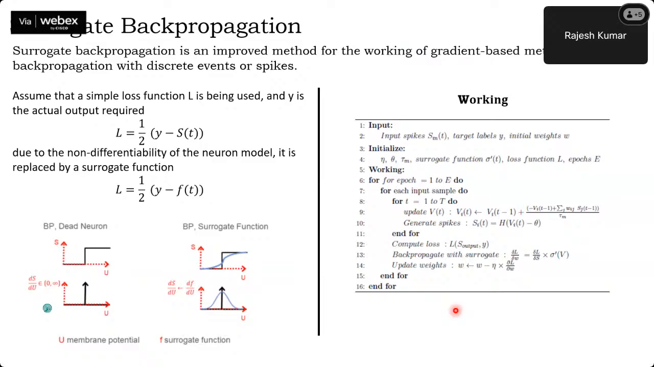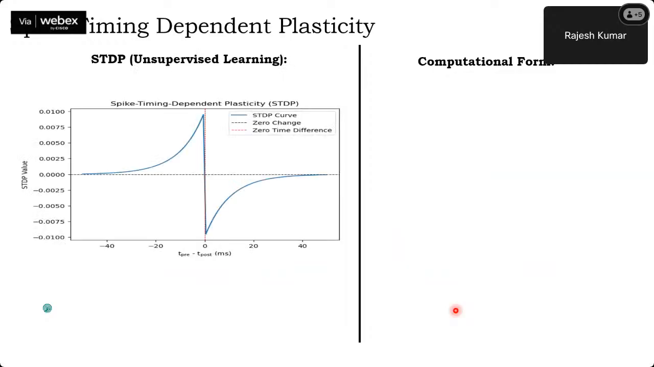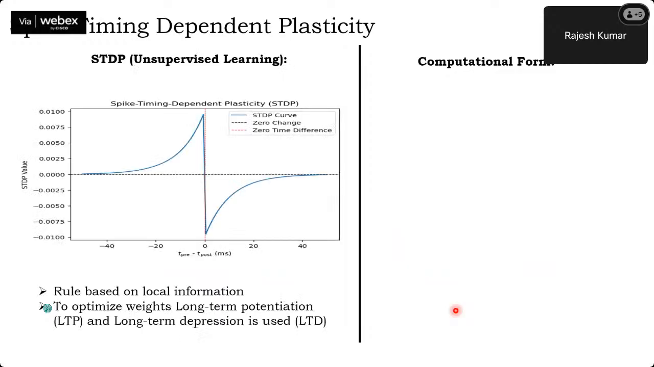Okay, spike time dependent plasticity is basically more of an unsupervised process. The rules are based on local information, and there are two parts here: long-term potentiation (LTP) and short-term depression, because this is not a very symmetrical one. It is a bit of an asymmetrical curve, and we define it in terms of mathematics.